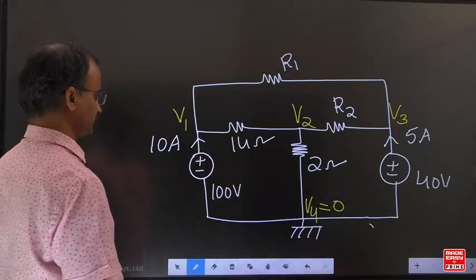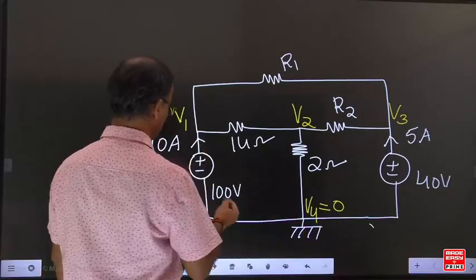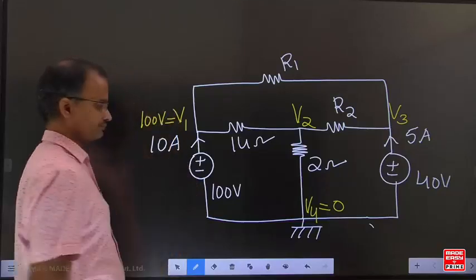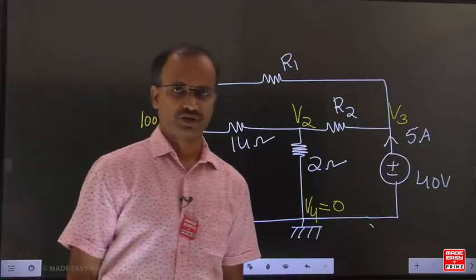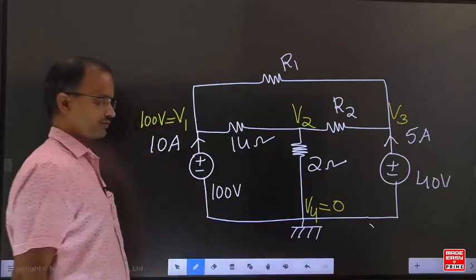Here the potential difference between V1 and ground equal to 100. Can you write this, sir? V1 equal to 100. Potential difference between V1 and ground equal to 100. And what is V1? V1 equal to 100.